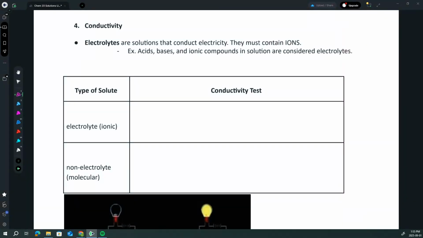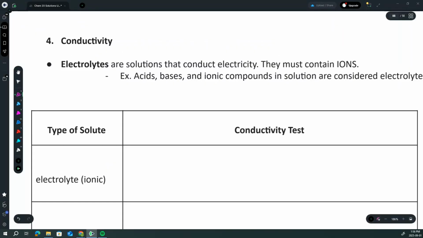All right. So another thing that we need to talk about in regards to solutions is conductivity. Now, with solutions, there's two types of solutions that we need to talk about in regards to conductivity. So there's electrolytes and non-electrolytes, which are sometimes called electrolytic solutions and just non-electrolytic solutions. Okay, so electrolytes or electrolytic solutions are solutions that can conduct electricity. So absolutely, you should know this term.